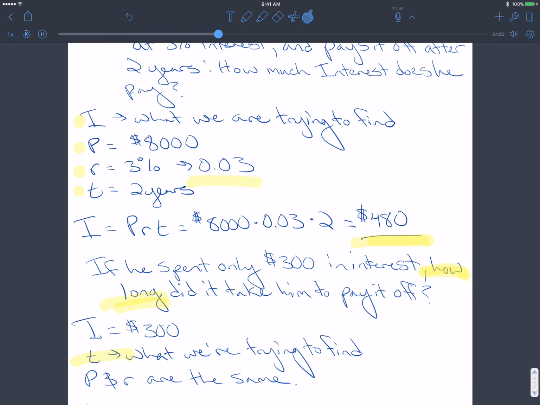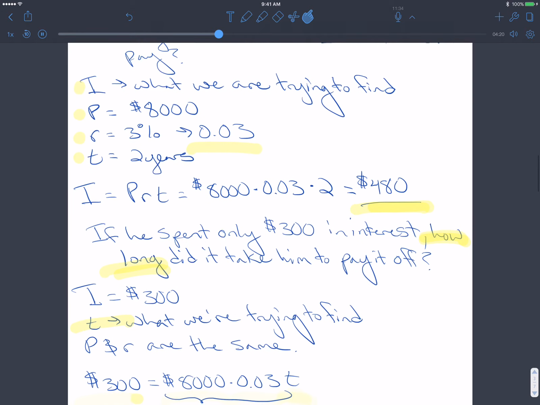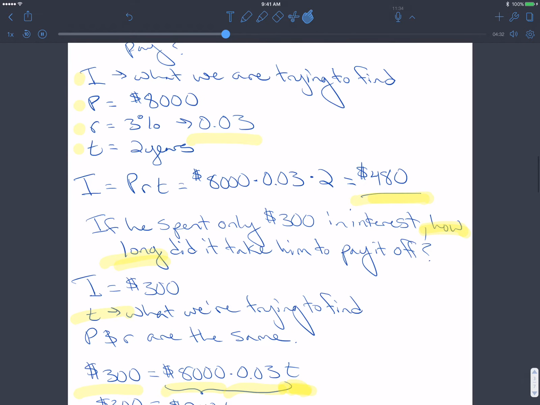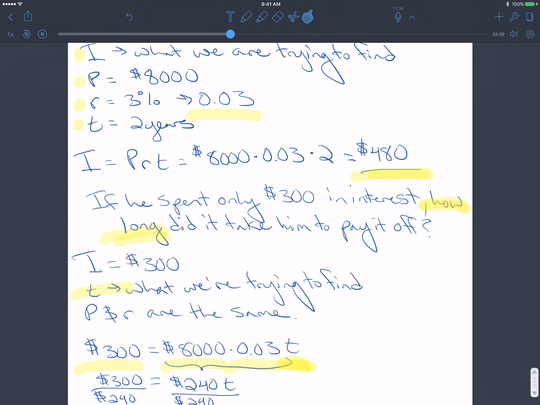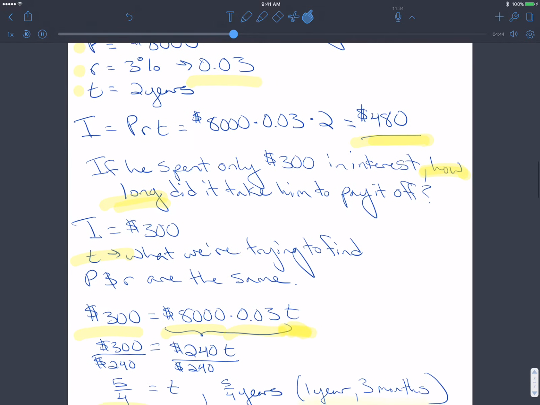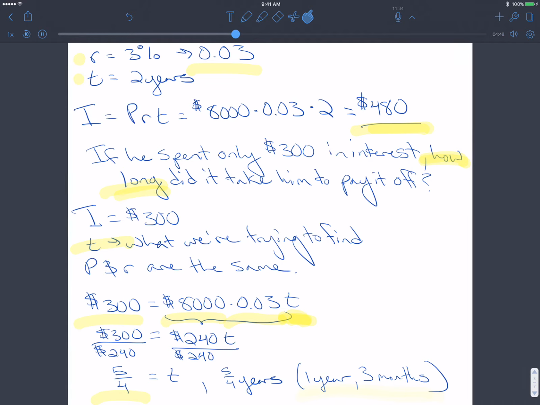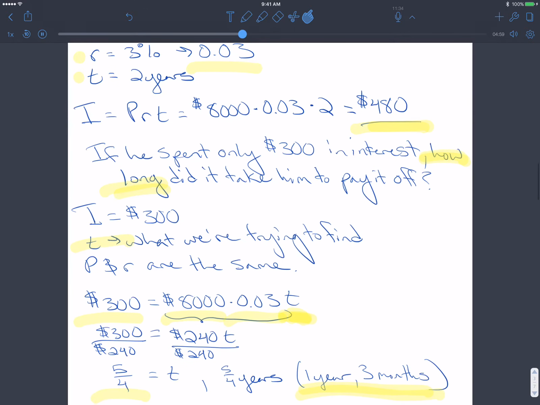Now, if that's true, we set up our equation I equals PRT. So 300 was I, equal to P, still 8,000, R, still 0.03, and then T is what we're trying to find. So T we just keep as T. And then you just would solve that equation. So simplify the 8,000 times 0.03, that puts it at 240T. So 300 equals 240T. Divide both sides by 240, getting you 5/4 is equal to the time. So 5/4 years, or a year and a quarter of a year, is about 3 months. So you could consider that in terms of our normal experience of years, 1 year and 3 months.